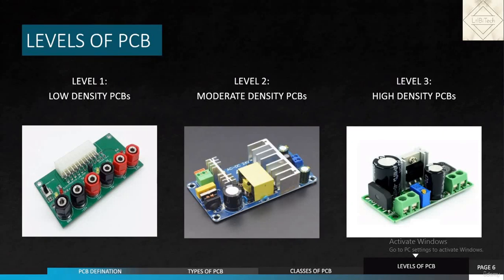So these are the three types. One is low density, where you have fewer components, and the second one is the moderate density, where we have enough components. If we compare to low density, we have more components. And when you go for a high density PCB, the number of components is even more, and that brings criticality in component placement and criticality in component routing. So these are the three levels of PCB: level 1, level 2 and level 3.